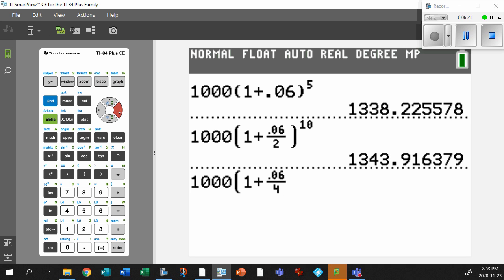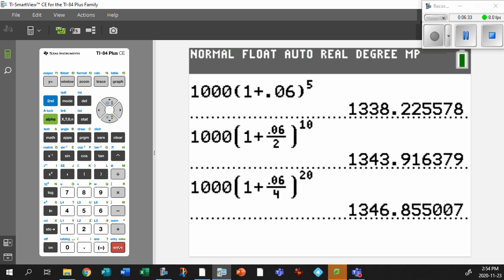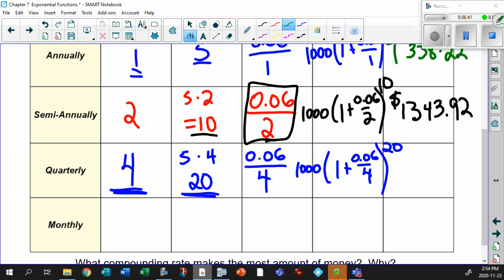Okay, so that's kind of cool. To the power of, how many investments did we have? That's right, 20. 20 investments. 5 years, 4 times a year is 20 investments. Check out the number. It's even more. 1346.86. Okay, let's go. Let's write it down. 1346.86. We're making a little bit more money. I like it. Let's go to monthly.